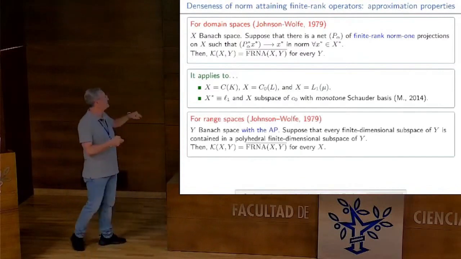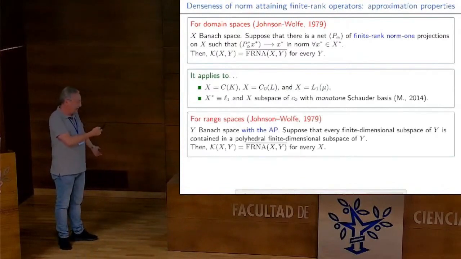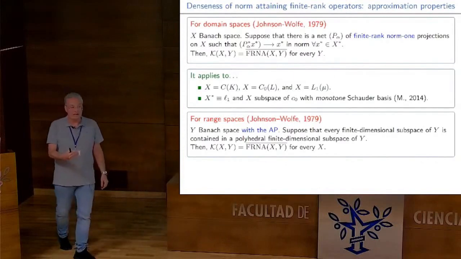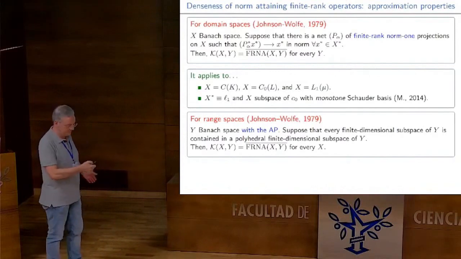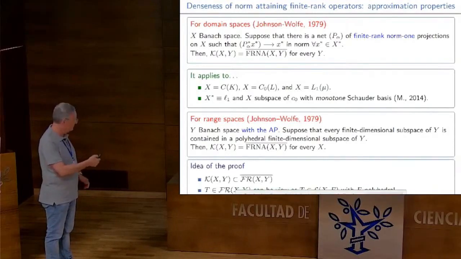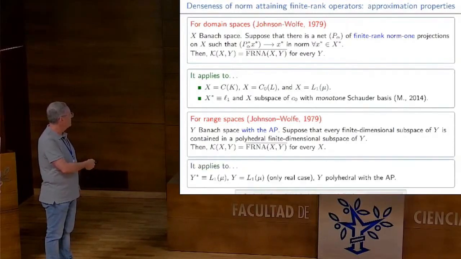Okay. For finite rank, well, if for every finite dimensional subspace of Y you can find a polyhedral finite dimensional subspace of Y which contains it, and you have the approximation property, then the compact operator from X to Y is the closure of finite rank non-attaining operators. If you delete this part, the same argument gives you that a finite rank operator going to Y can be approximated by finite rank non-attaining operators. And this applies to the pre-dual of capital L1, or for L1 but in the real case, or for any polyhedral space with the approximation property.